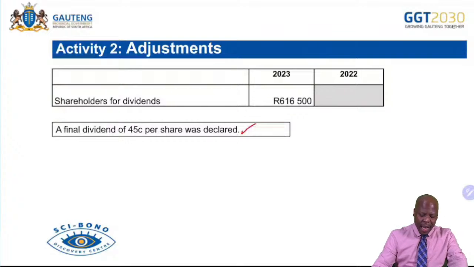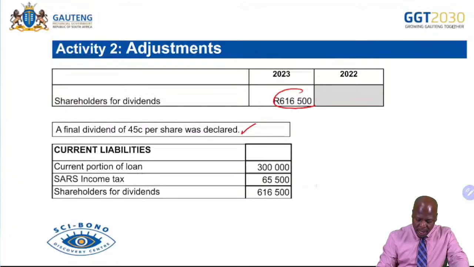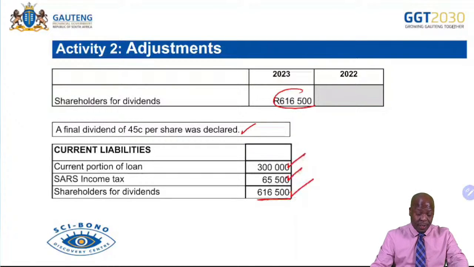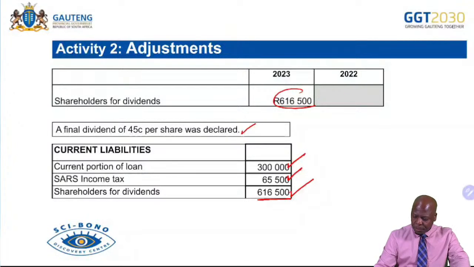The next adjustment then reads, a final dividend of 45 cents per share was declared. Now, remember, we are doing the statement of financial position. We are given shareholders for dividends here. So that should make it easy. We come here and then we should simply record our shareholders for dividends there. Remember, we had the current portion of loan, we had SARS income tax, and now we just brought in our shareholders for dividends. They gave it to us. But if they gave us shareholders for dividends and a final dividend of 45 cents, they are trying to tell us something. Let's see what it is that they want us to do.